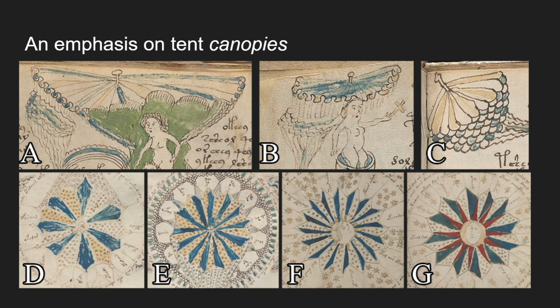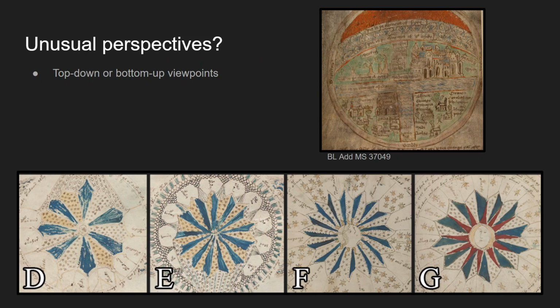This would be consistent with the biblical metaphors that evoke a horizontal, stretched out expanse, seen by God from above and by humanity from below. We also propose that such thoughts inspired the Voynich artist to attempt unusual top-down or bottom-up perspectives of tent canopies in the rosettes and the celestial diagrams.